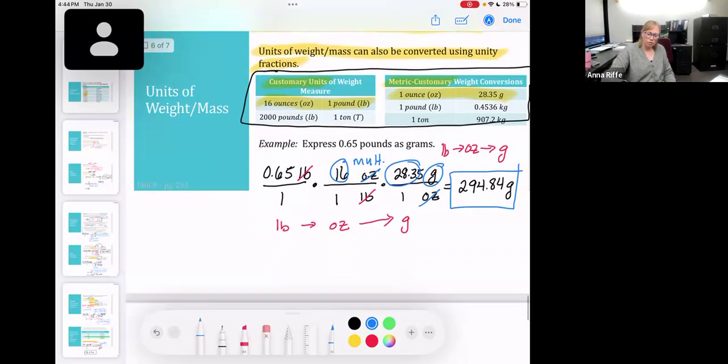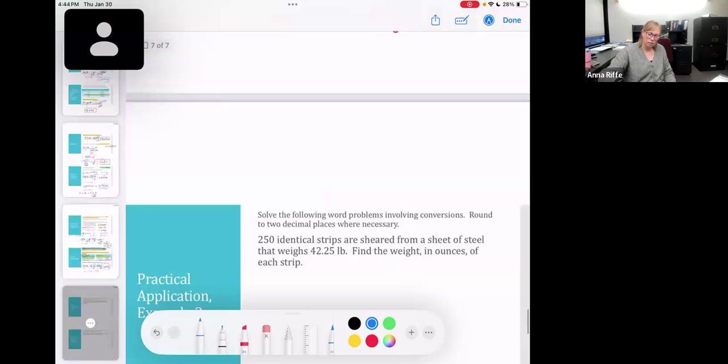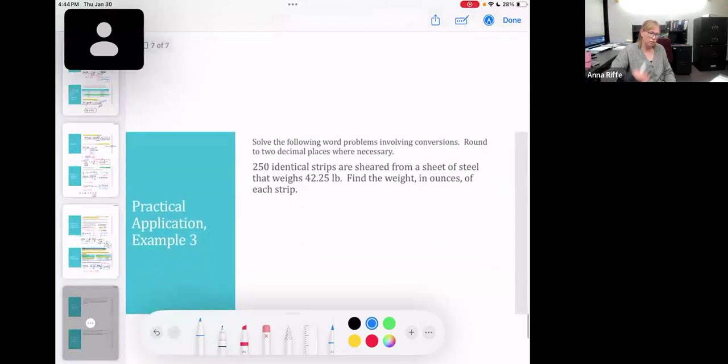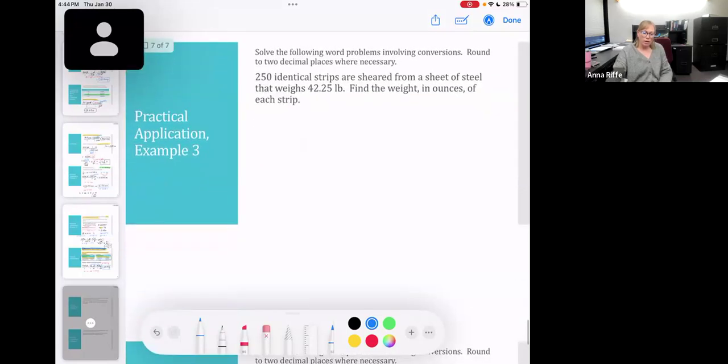I think we can do one more slide, and then we will do the next example at the beginning of class next time. I want you to have this before your quiz. So let's say we have 250 identical strips sheared from a sheet of steel that weighs 42.25 pounds. We want to find the weight in ounces of each strip.